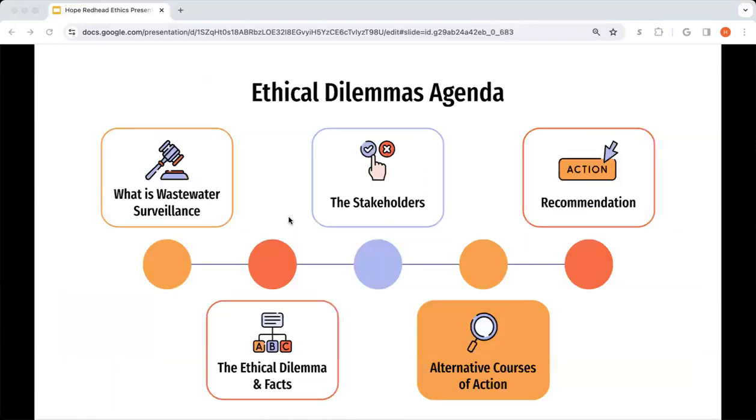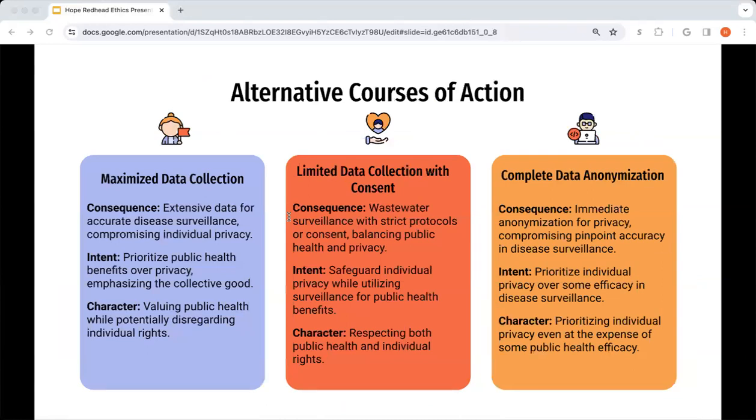So then what about the alternative courses of action? There are three major courses of action that I would personally consider. There is maximized data collection, and there is limited data collection with consent, and then there is complete data anonymization. Each of the three is super valid.